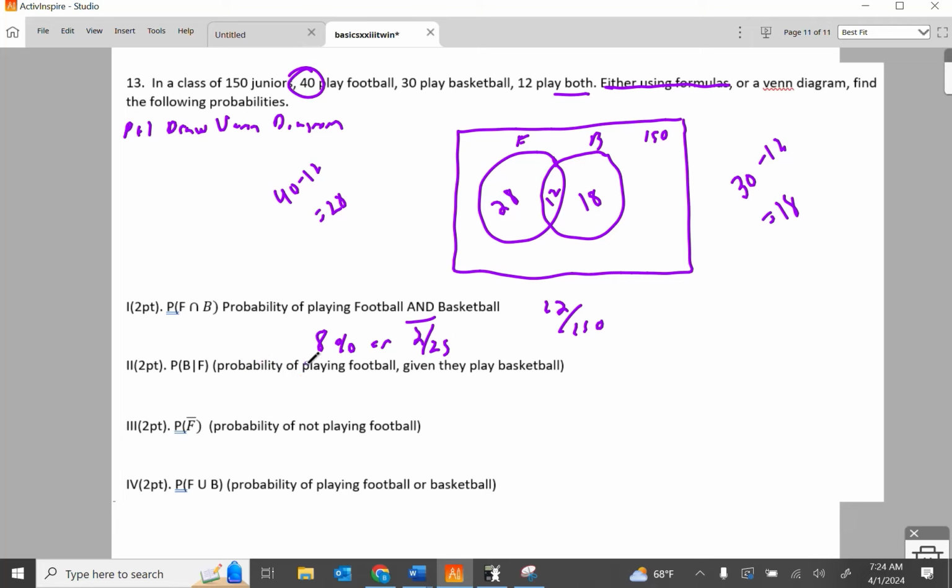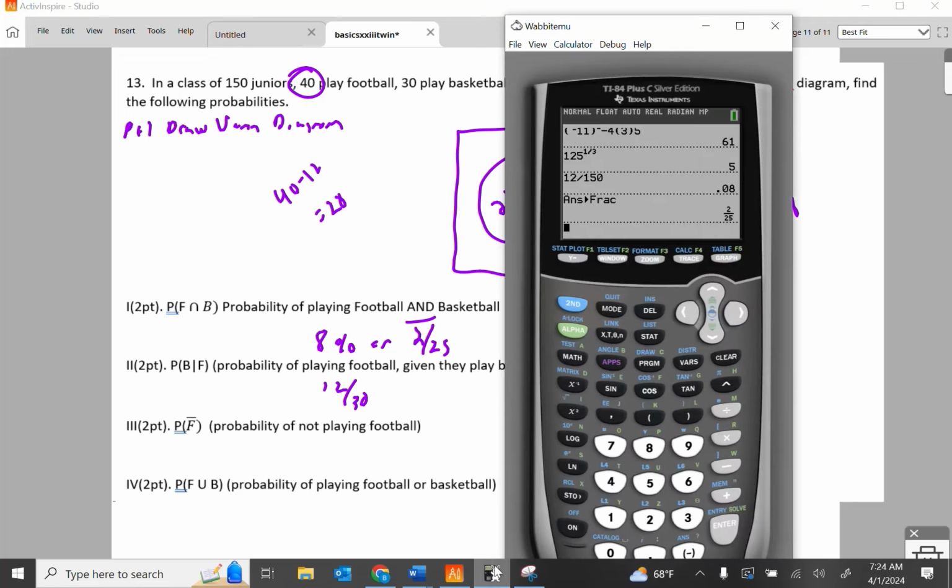Find the probability of playing football given they play basketball. So I'm only focused on this, the basketball. There's 30 total people in that circle. 12 play football. It's 12 in 30. So 12 out of 30 is 0.4, 40%, or 2/5, right?